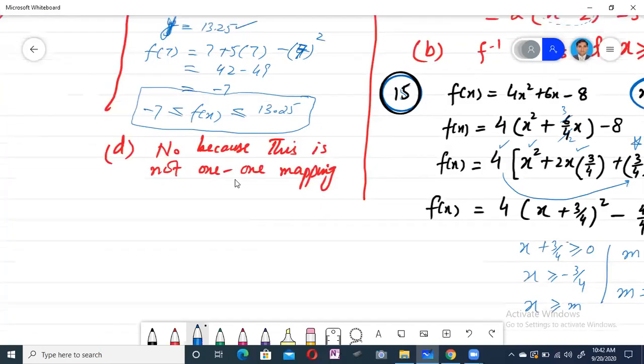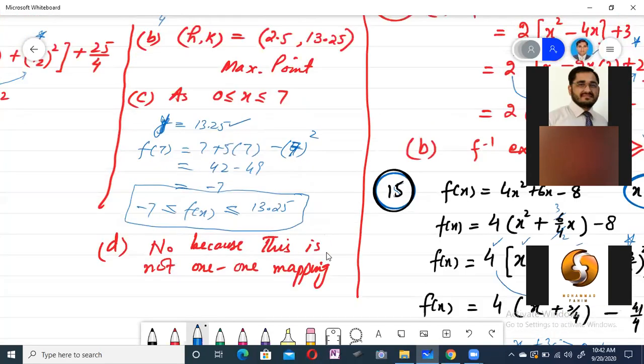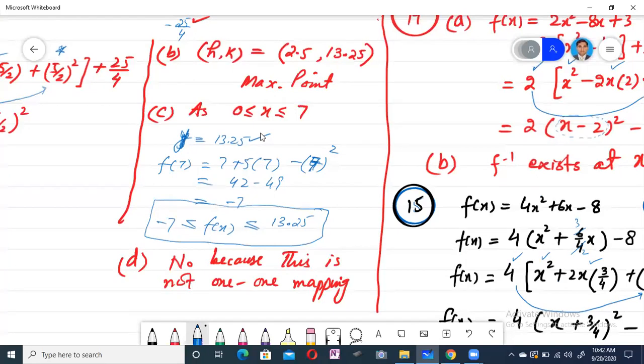Question 13. See this one? Yes, sir. Here is the maximum value. You know, always the maximum value will be the y coordinate. This y coordinate is always the maximum value. Understood? Yes, sir. Maximum value we will take as the y coordinate, that is 13.25. This will be the maximum value. But for the minimum value we will substitute the domain that is given. This is given in the question, this 0 to 7.